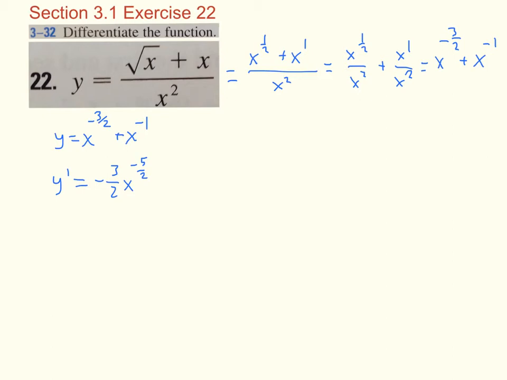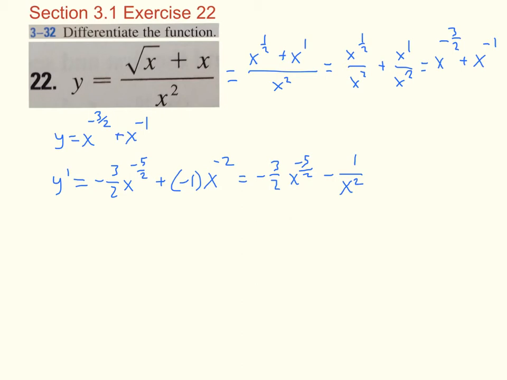And then same with the other one, we have x to the negative 1, the derivative is going to be plus negative 1 is our power, times x to the power minus 1, so negative 2, which we can simplify, negative 3/2 x to the negative 5 over 2 minus 1 over x squared.